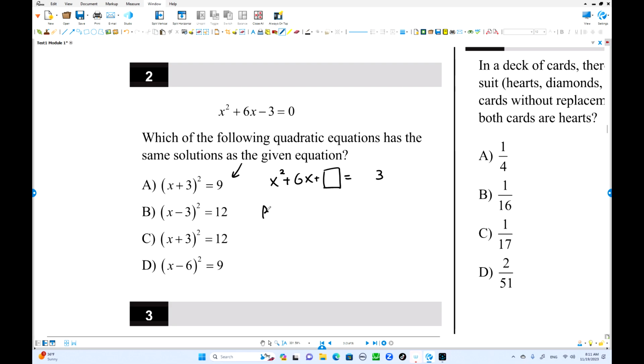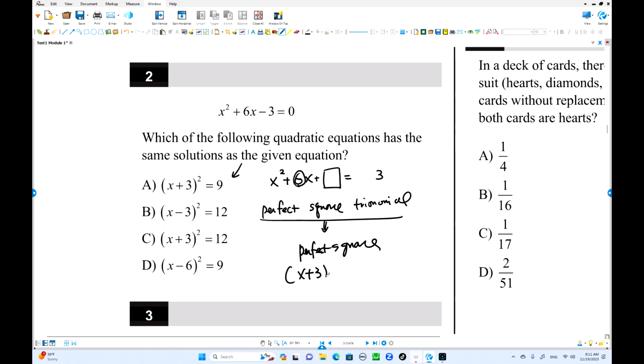Perfect square trinomial is replaced with a perfect square. A perfect square looks like this: x plus half of this number, always. x plus 3 squared, right? That is the perfect square.